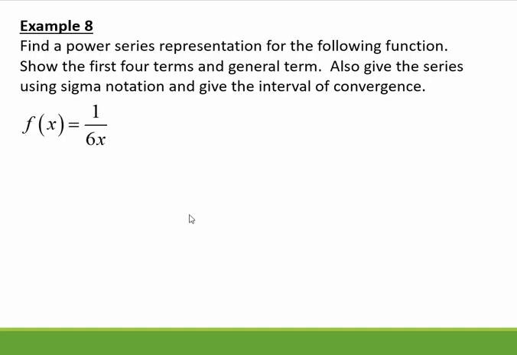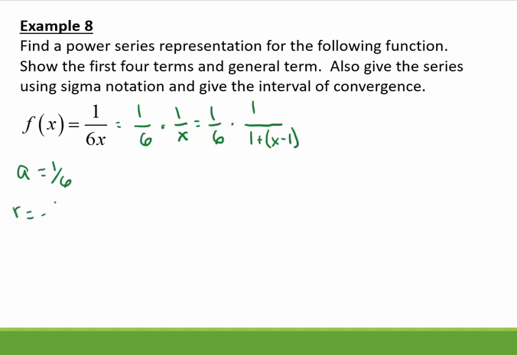Okay, find a power series representation of this function. Okay, we have to do a little bit of manipulation with this one. So 1 over 6 times 1 over x, if you look at it like that. Now I need to get 1 minus my ratio. So if you look at it like this, wouldn't that simplify to what your ratio would need to be? So I have 1 minus my ratio. So I know that my first term is 1/6 and my ratio is negative x minus 1.